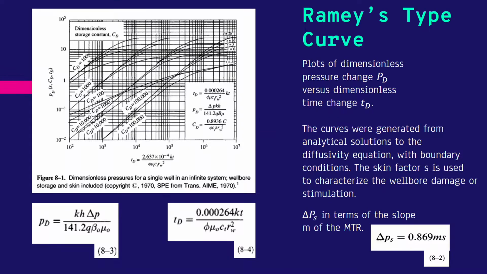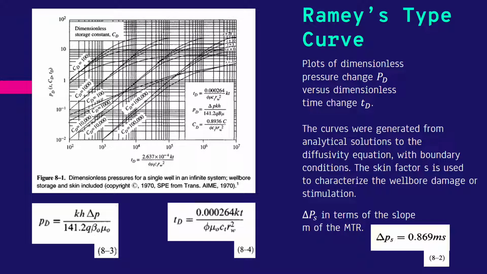We will tackle the Module 5 performance task. The plots of dimensionless pressure change are known as Ramey's type curves. Dimensionless pressure change PD versus dimensionless time TD, the skin factor S, and the dimensionless wellbore storage constant CSD may be used to identify these curves. For an infinite acting reservoir, specifying CSD and S uniquely defines the value of PD at a given value of TD.